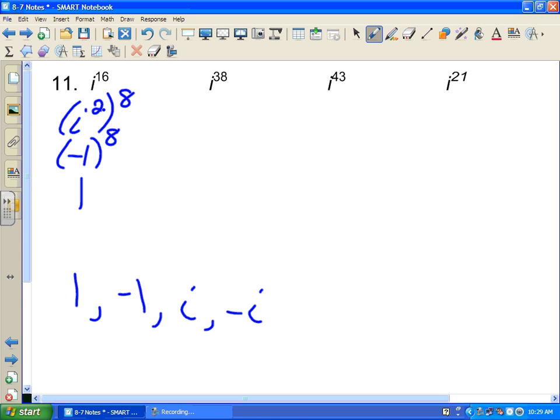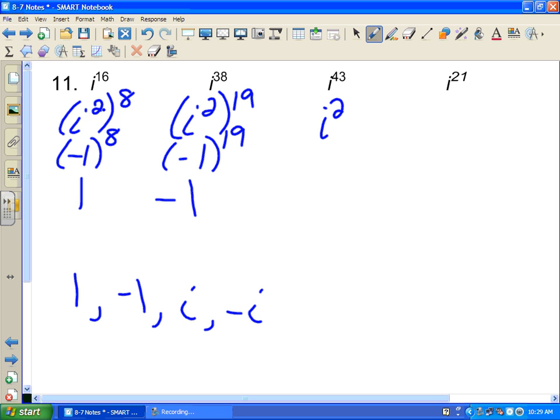Okay, so these are all the same thing. I'm going to give you an example of one of each answer. So i to the 38. How many pairs? 19. So that's 19 pairs of negative 1. Now we have an odd exponent, so the answer is negative 1. Even exponent is positive, odd exponent is negative. Does that make sense?